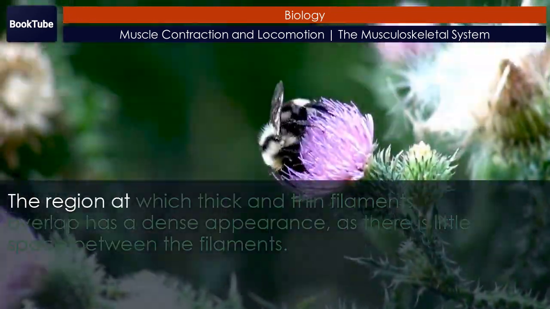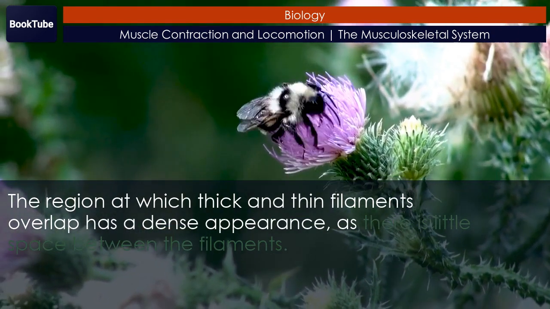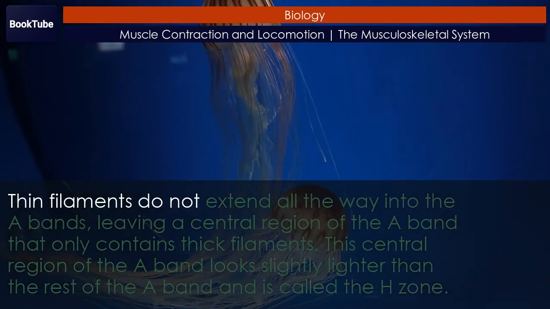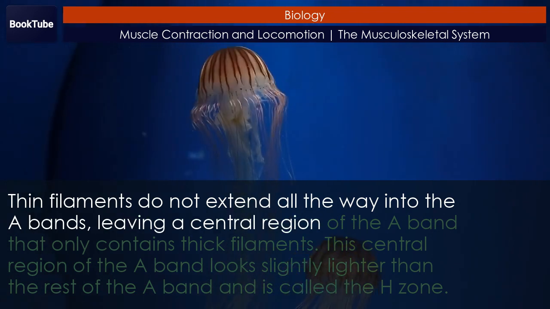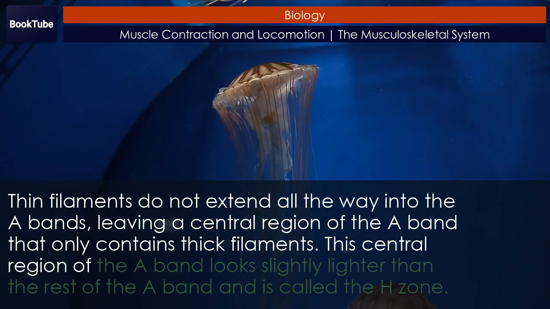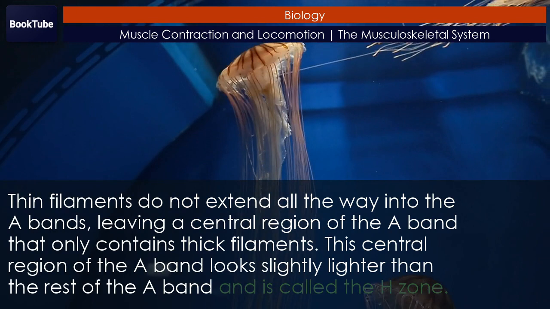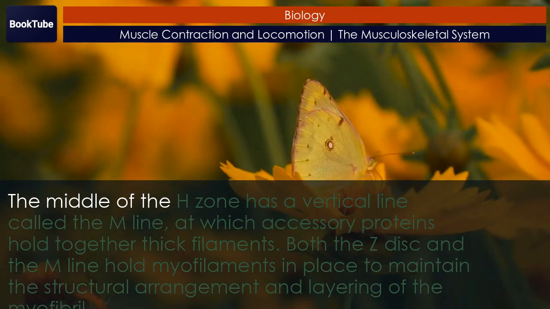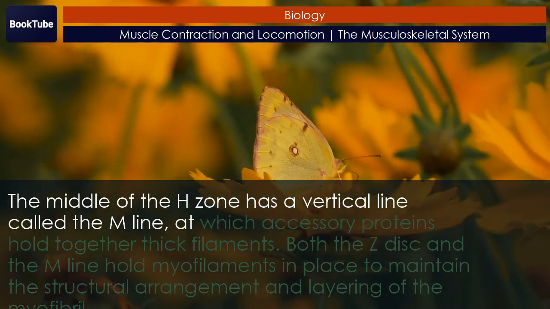The region at which thick and thin filaments overlap has a dense appearance, as there is little space between the filaments. Thin filaments do not extend all the way into the A bands, leaving a central region of the A band that only contains thick filaments. This central region of the A band looks slightly lighter than the rest of the A band and is called the H-zone. The middle of the H-zone has a vertical line called the M-line, at which accessory proteins hold together thick filaments.